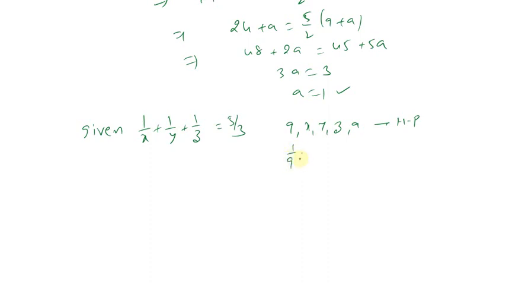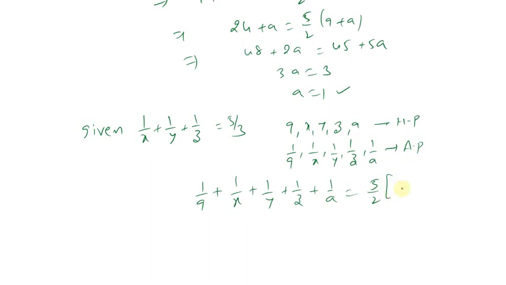Now the reciprocals obviously will be in AP. So once again let me calculate the sum of all the terms. 1 by 9 plus 1 by x plus 1 by y plus 1 by z plus 1 by a is equal to n by 2 into first term plus the last term. So 1 by 9 plus 5 by 3 plus 1 by a is equal to 5 by 2 into 1 by 9 plus 1 by a.